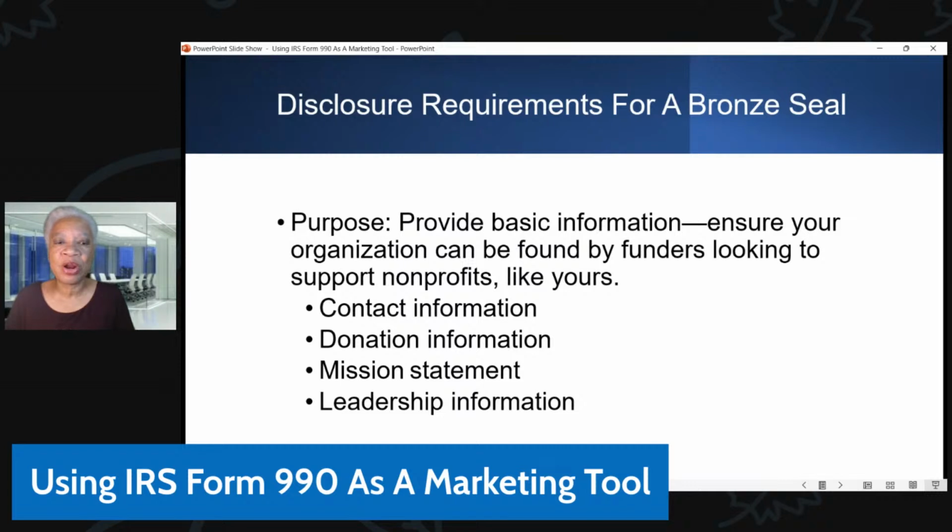All right. So, in order to get a bronze seal, you need to provide certain information, stuff like your contact information, your donation information, your mission statement, and leadership information. And the purpose for this particular level is to provide basic information and to ensure that you can be found by funders. So there are a few questions that you're going to answer that will help enter your organization in a searchable database where people can find you under different categories.